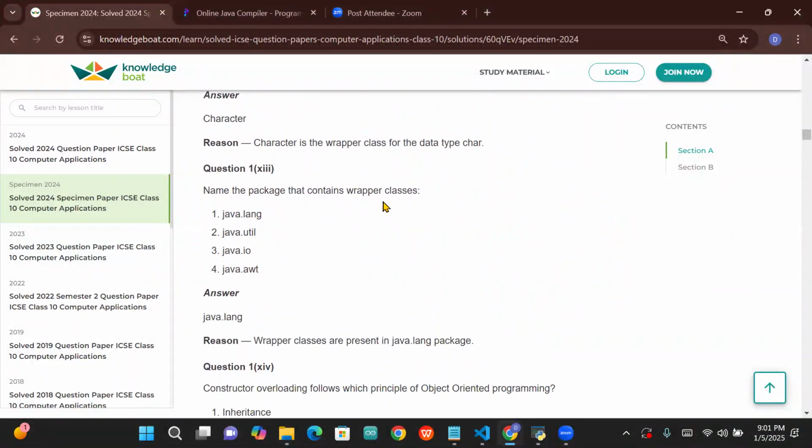Now, name the package that contains the wrapper classes: java.lang is the package. We'll come to these points when we discuss more about the wrapper classes. Here I'm directly giving the answer. The wrapper classes are in the package java.lang.